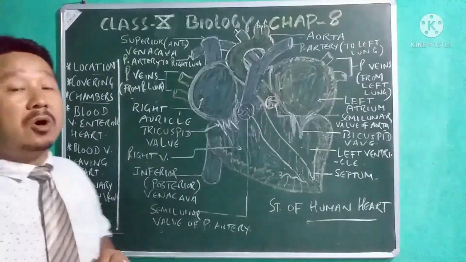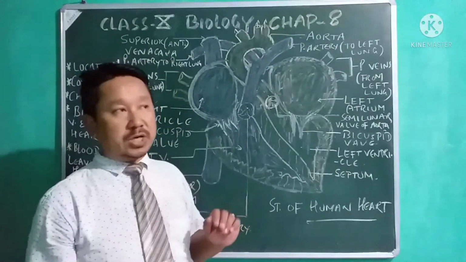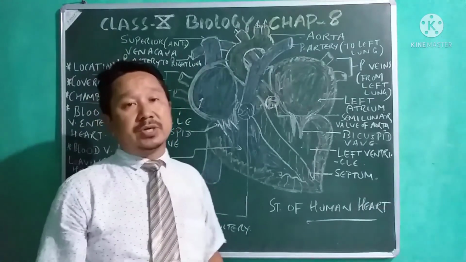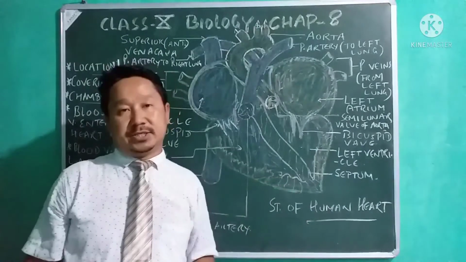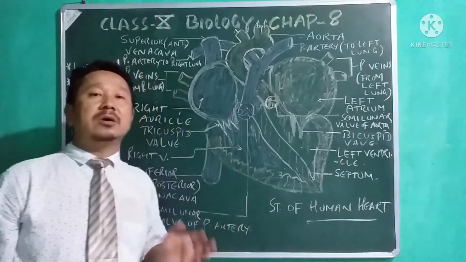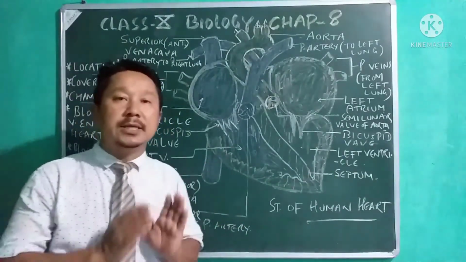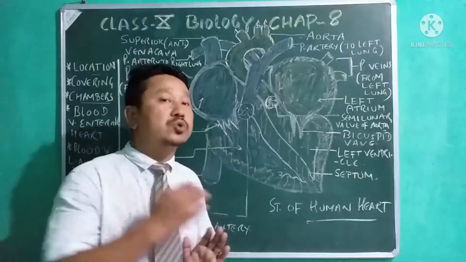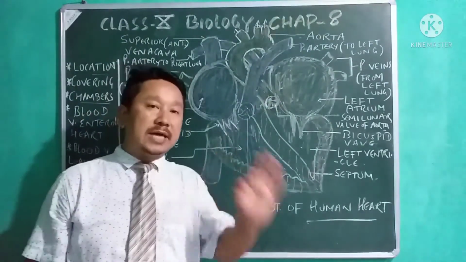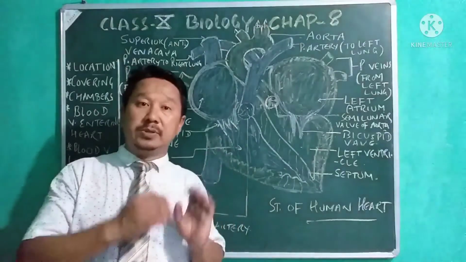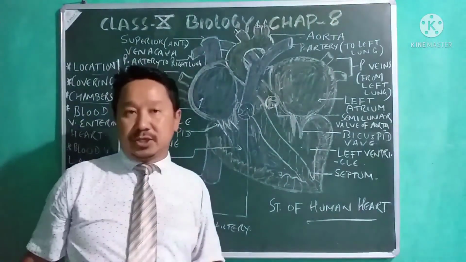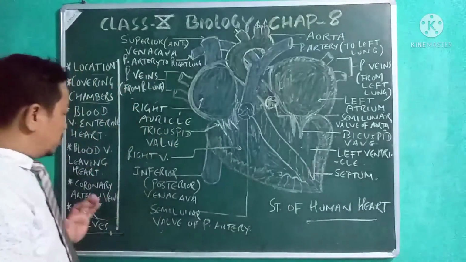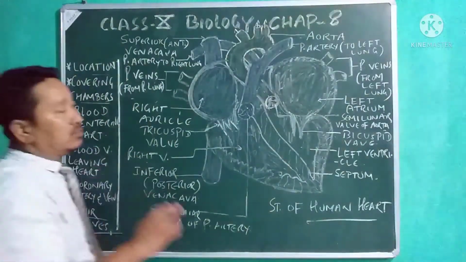Now the valves are also very important here, and the function of the valves is to allow the blood to flow only in one direction. It will make the blood flow unidirectionally, where it is supposed to go. The main function of the valve is to allow the blood to flow only in one direction. So those 4 valves, I'll begin here.